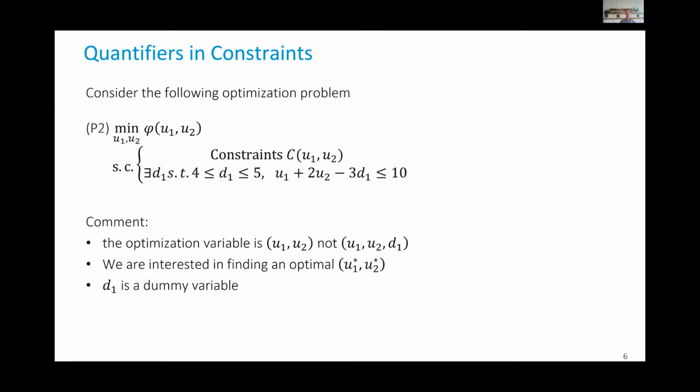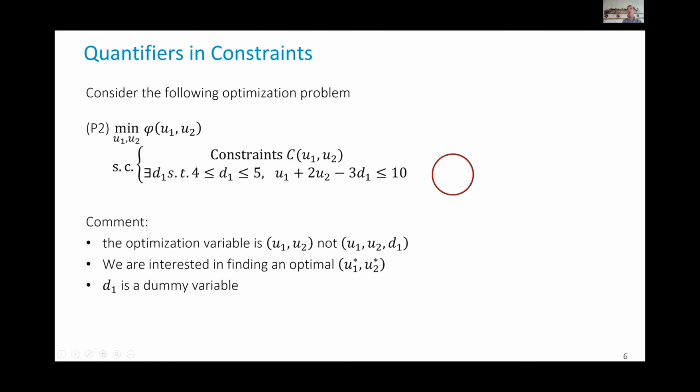Here is another type of problem with a quantifier in the constraint. Problem P2 is very similar, except it means there exists D1. So we look for U1 and U2 such that it is possible to find one D1 that satisfies this constraint. So the interpretation is a bit different.